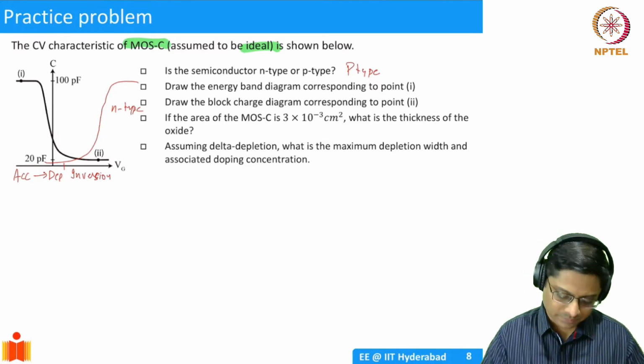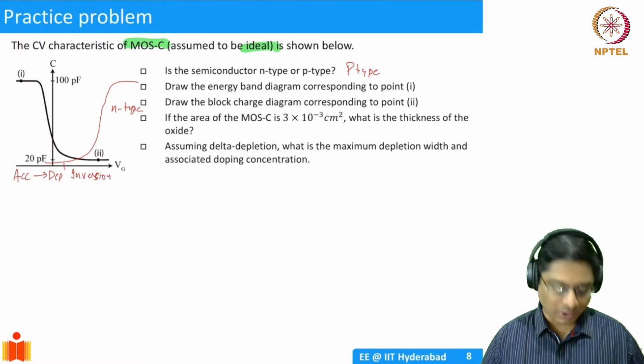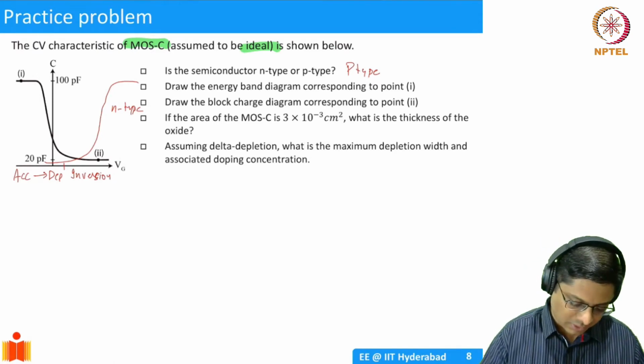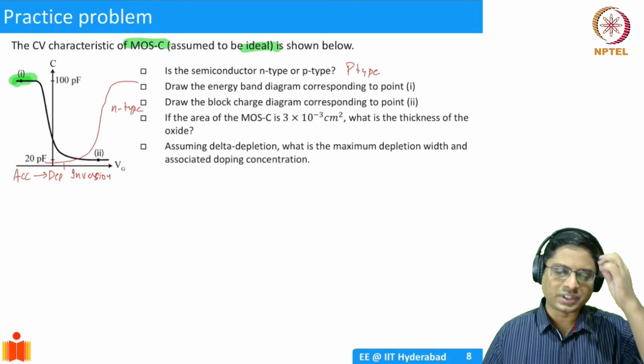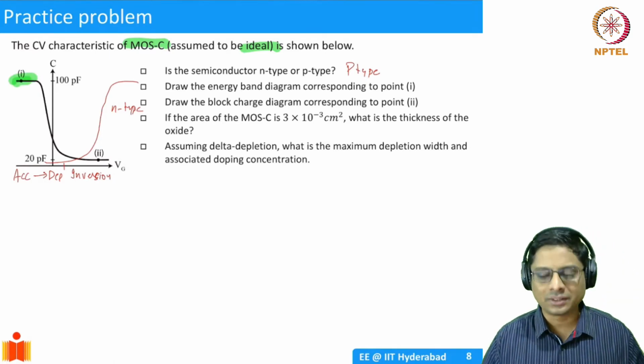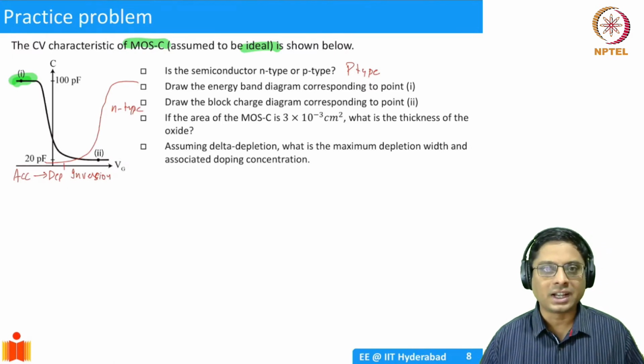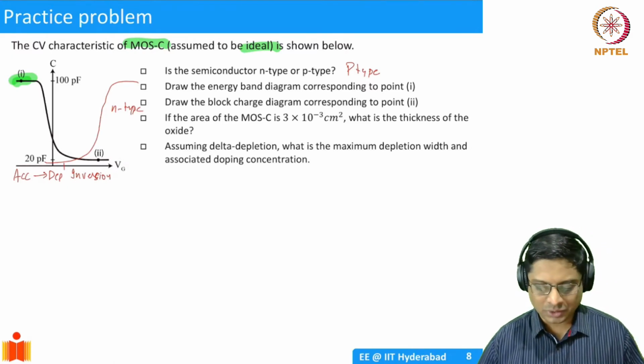All right, good. The next question is, draw the energy band diagram corresponding to point 1. Well, point 1 is here, so clearly it's an accumulation. The question is an indirect way of asking you to draw the band diagram for a MOS capacitor in accumulation. Well, how would you draw that?